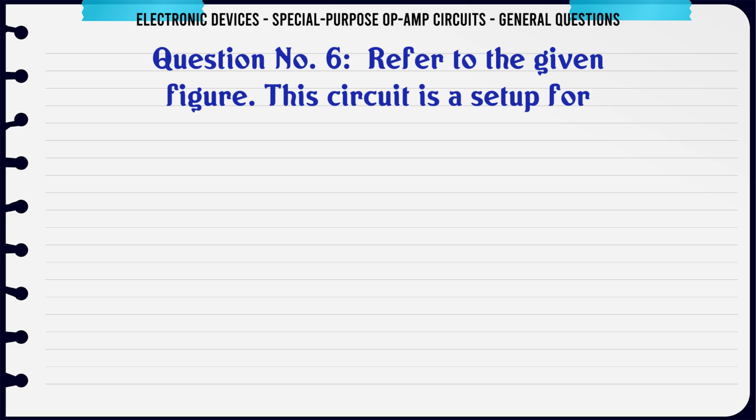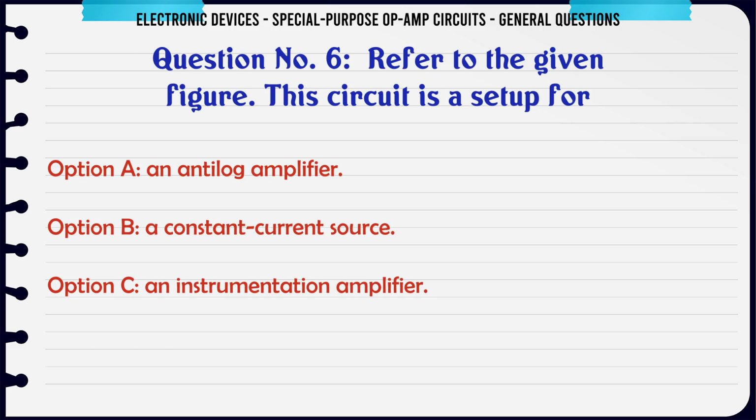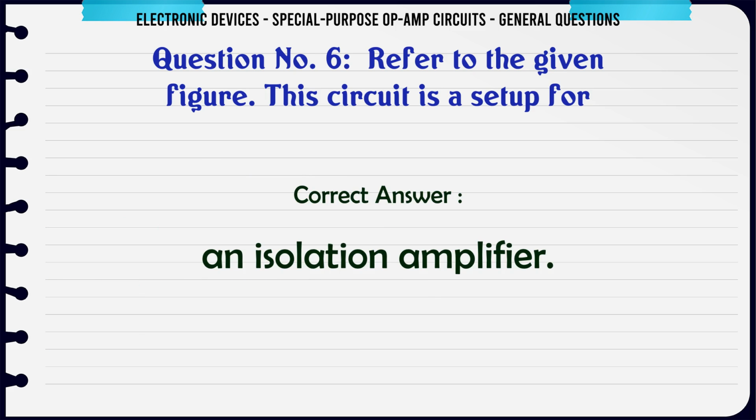Refer to the given figure. This circuit is a setup for: A. An antilog amplifier, B. A constant current source, C. An instrumentation amplifier, D. An isolation amplifier. The correct answer is an isolation amplifier.